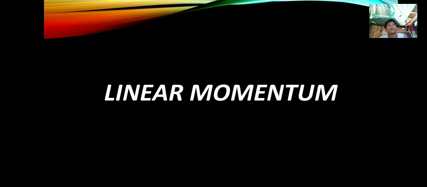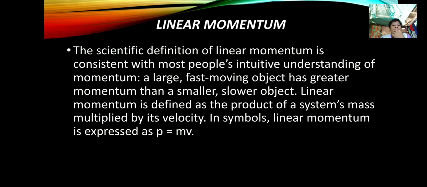On linear momentum, in its scientific definition, it is consistent with most people's intuitive understanding of momentum. A large fast-moving object has greater momentum than a smaller, slower object. Linear momentum is defined as the product of a system's mass multiplied by its velocity. In symbols, linear momentum is expressed as small letter p is equal to small letter m times small letter v, which is the velocity vector.